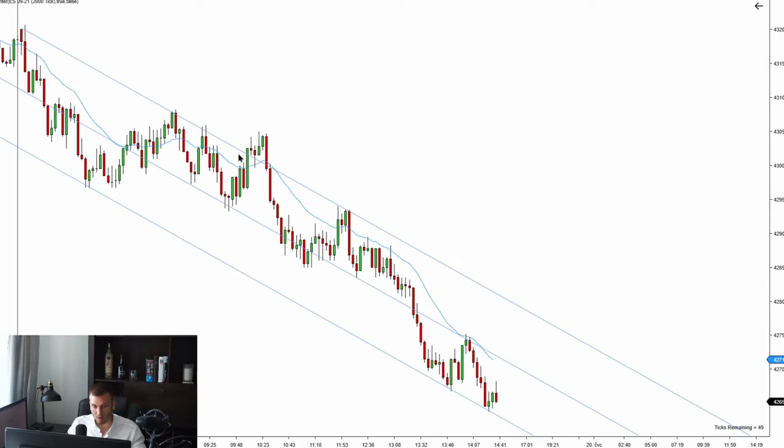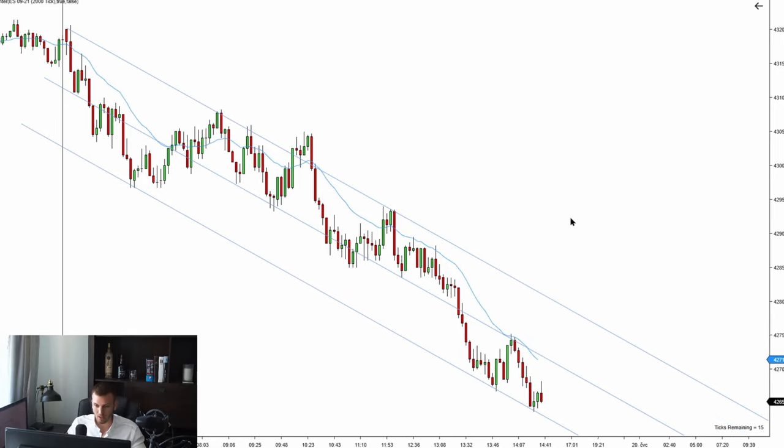This is the 21 bar EMA right here. If prices are trading below, we're in a downtrend. If prices are trading above, we should be in an uptrend. Now, I already have this bigger pattern in play, and this is a nice two-tier channel working lower.